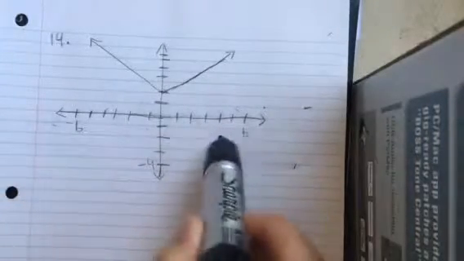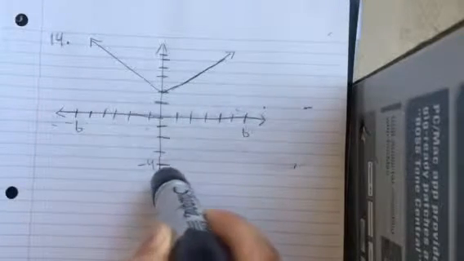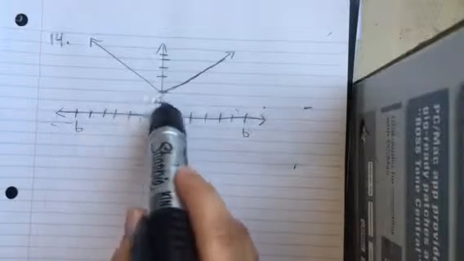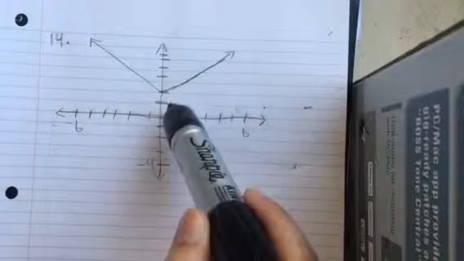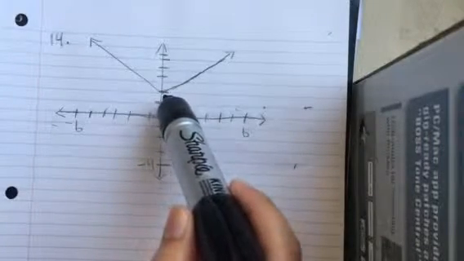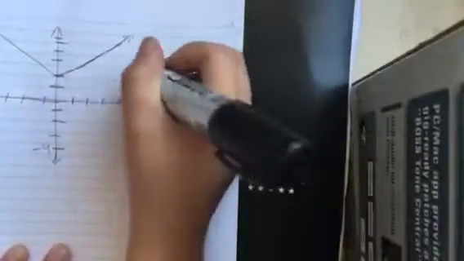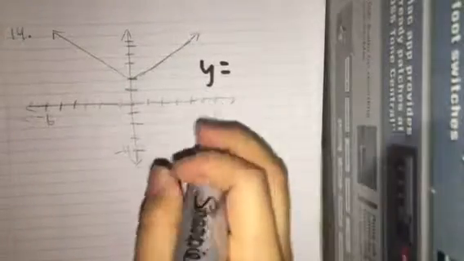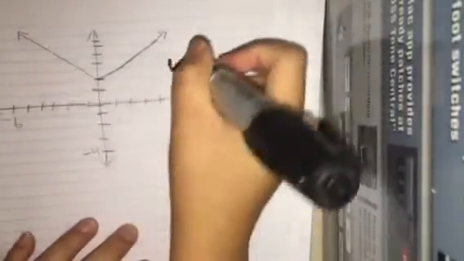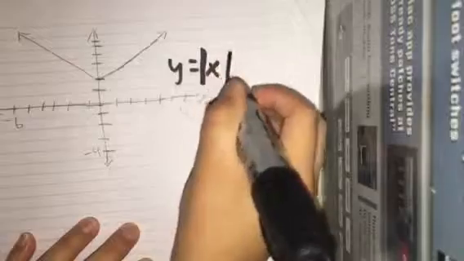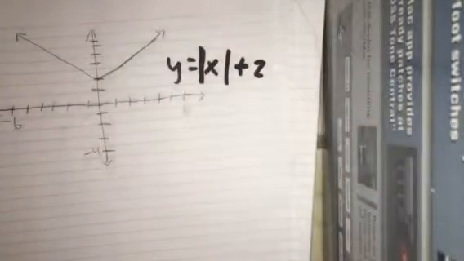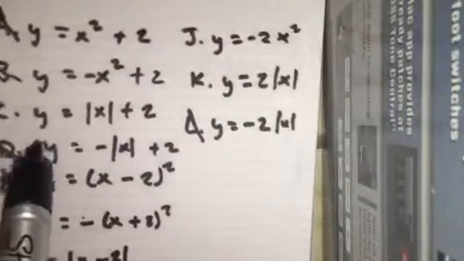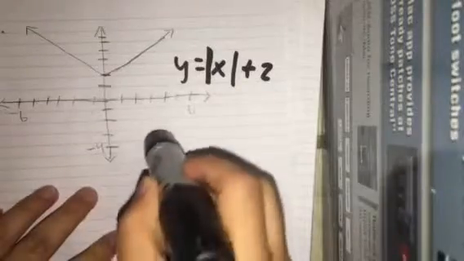For 14, the graph is a little bit bigger. In the x value it goes up to 6, and in the y value it goes up to 4. So the absolute value is positive since it goes up, but it moved up 2 times. So y equals the absolute value of x plus 2. That would be C. So 14 is C.